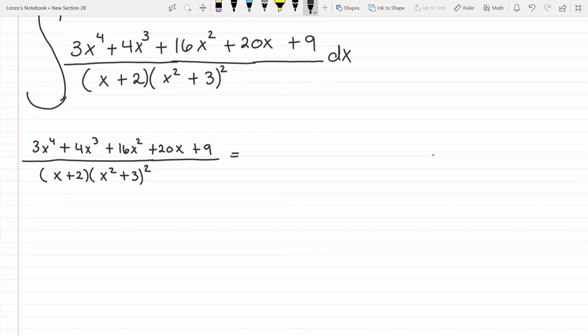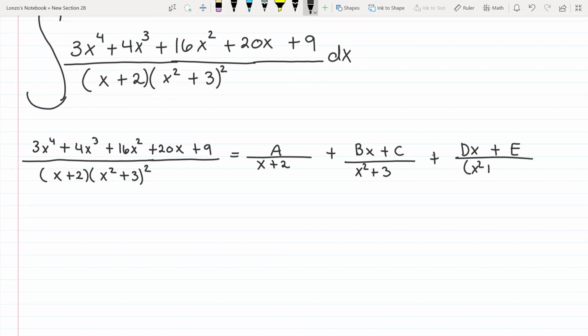Okay, so it will be A over x plus 2, and then x squared plus 3 squared. That is a repeating quadratic, so we're going to break it up into two sections. So it would be bx plus c over x squared plus 3, and then the last one would be dx plus e of x squared plus 3 squared.